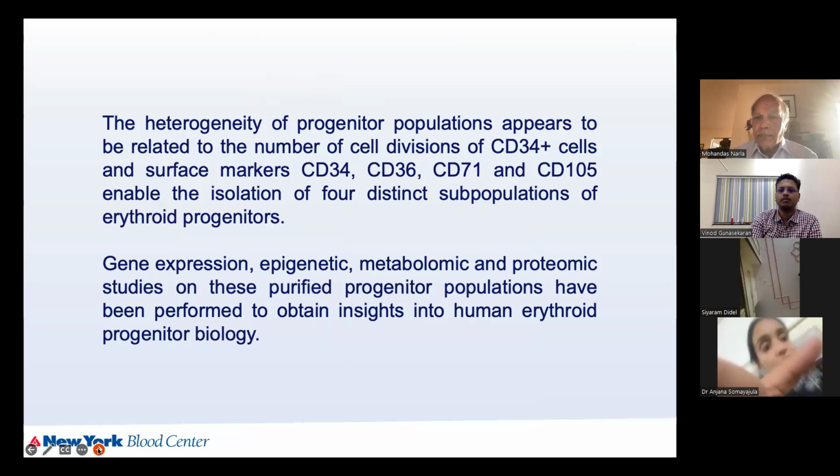So the heterogeneity of the progenitor population appears to be related to the number of cell divisions of CD34 cells, and the surface markers CD34, CD36, CD71, and CD105 enable the isolation of 4 distinct subpopulations of erythroid progenitors. Gene expression, epigenetic, metabolomic, and proteomic studies of these purified progenitor populations have been performed to obtain insights into human erythroid progenitor biology. Can I have the next slide, please?